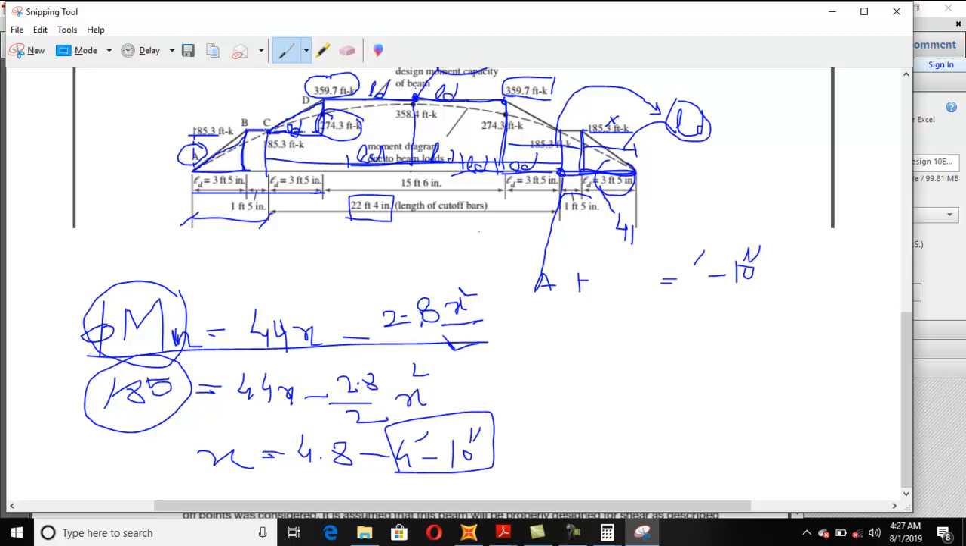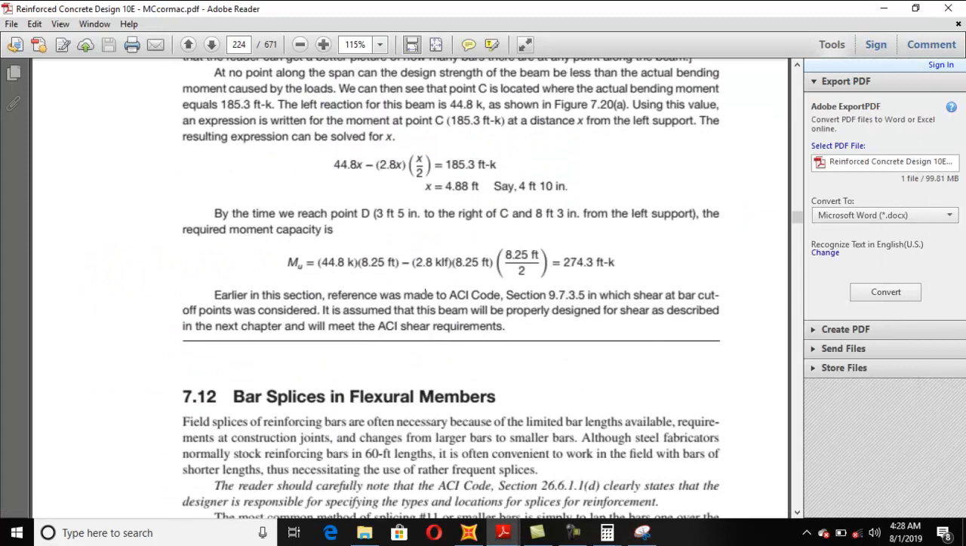Now this C point is basically my actual cutoff point. This point lies at a distance of 4 feet 10 inches from this support. Clear? Now you know the development length is 41 inches, that is 3 feet 5 inch. So just subtract 3 feet 5 inch from this 4 feet 10 inches, you will get 1 feet 5 inch. This constant distance, the moment which remains constant, is 1 feet 5 inch. Clear? So I think this kind of calculation is not tricky, it is a simple calculation.